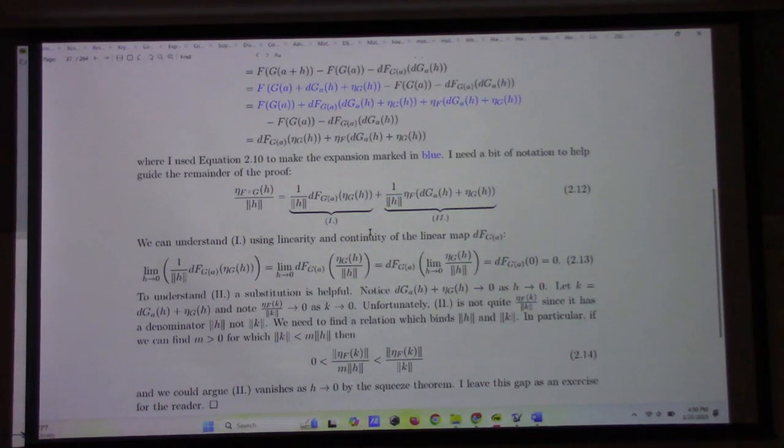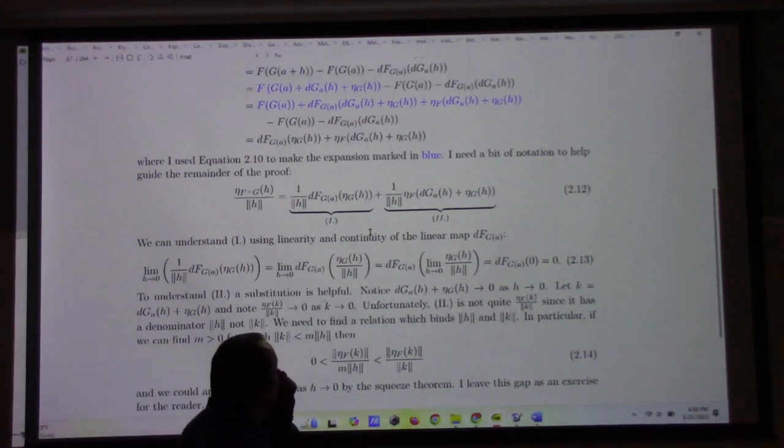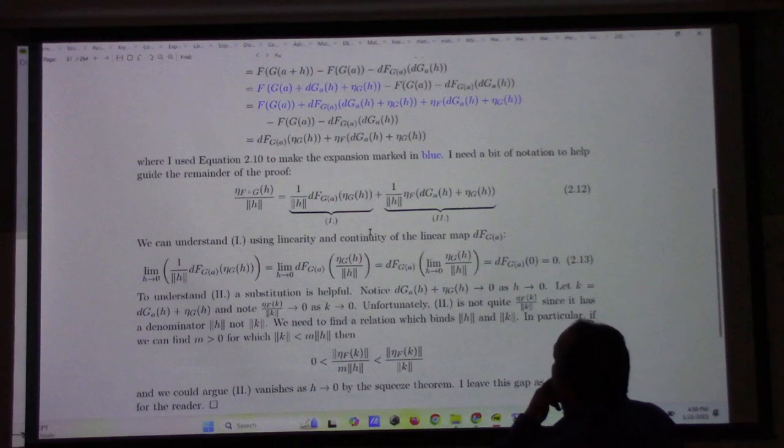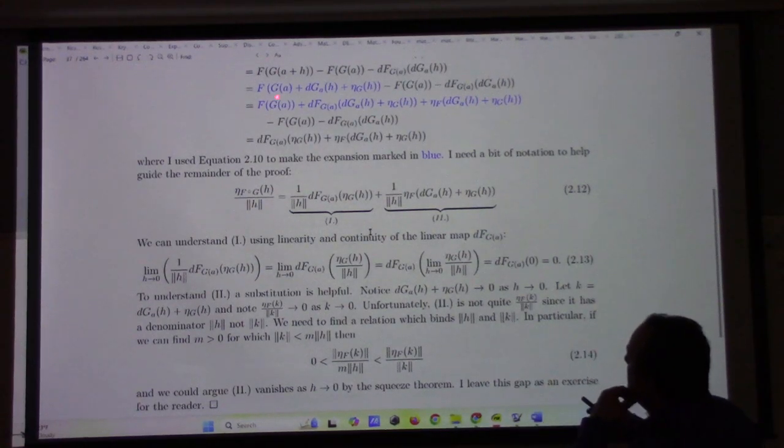All right, there we go. So we got to here, and then the next move I make here is to use the fact that f is differentiable at g of a to rewrite that as f of g of a plus the differential of f of g of a acting on this business here, which was d g a of h plus a to g of h, like so.